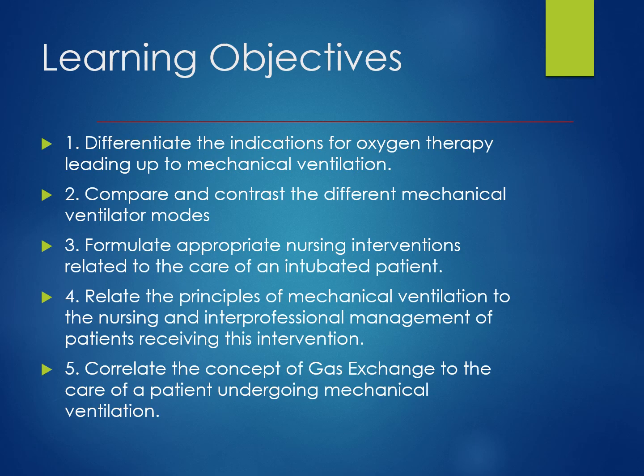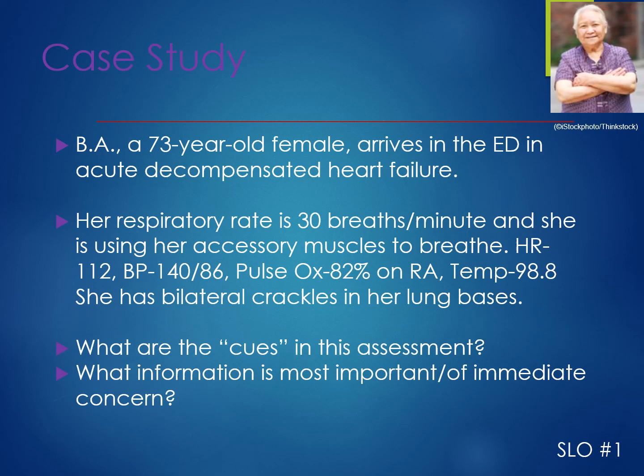Our learning objectives for the lesson. And then we're going to talk about our patient case study here. So we've got our 73-year-old female patient, respiratory rate 30 breaths per minute, accessory muscles to breathe, heart rate, BP, pulse ox on room air, temperature, lung sounds.